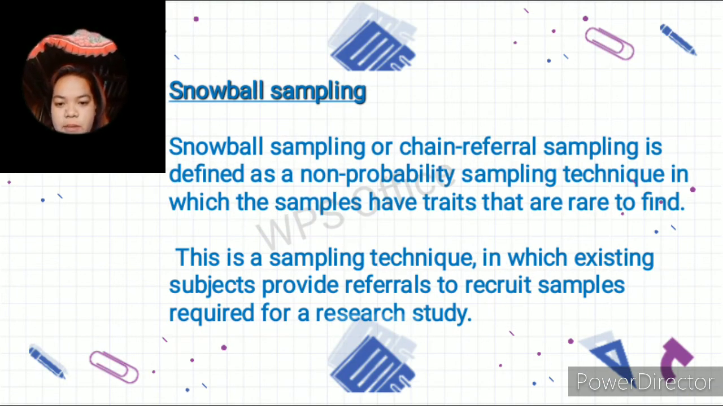Snowball sampling. Snowball sampling or chain referral sampling is defined as a non-probability sampling technique in which the samples have traits that are rare to find. This is a sampling technique in which existing subjects provide referrals to recruit samples required for a research study. So, snowball sampling is where research participants recruit other participants for a test or study. It is used where potential participants are hard to find.